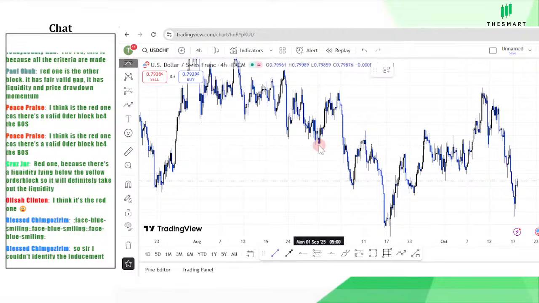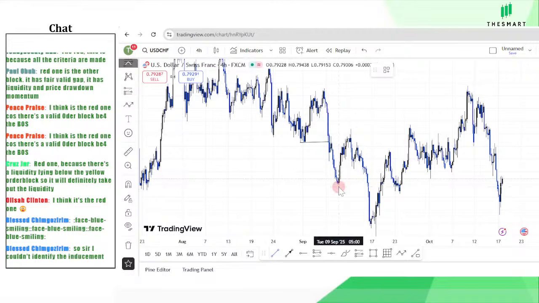Now look at this. We have this break to the downside here. We have this break to the downside. Now, having this break to the downside on 4 hours, where is our inducement? This is our inducement. I'm marking it on 4 hours now.